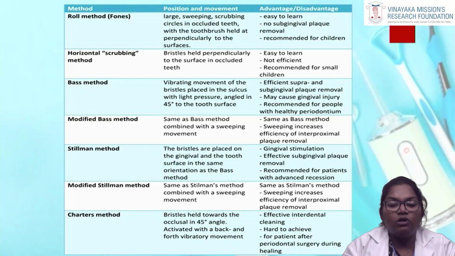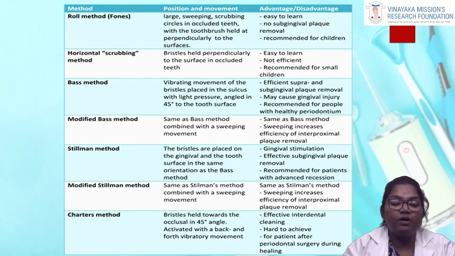So the roll method or the Fones method is a large, sweeping, scrubbing circles on occluded teeth with the toothbrush held perpendicularly to the surfaces. The advantages: it's easy to learn, there is no subgingival plaque removal, but it's recommended highly for children who cannot perform the other activities. So it's basically a circular motion on the tooth surfaces perpendicular to the surfaces.